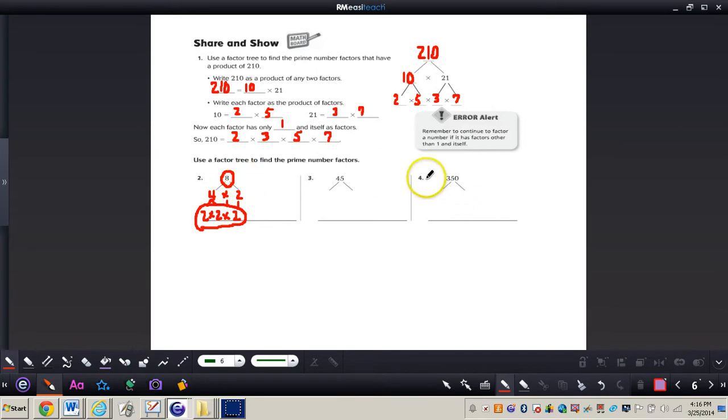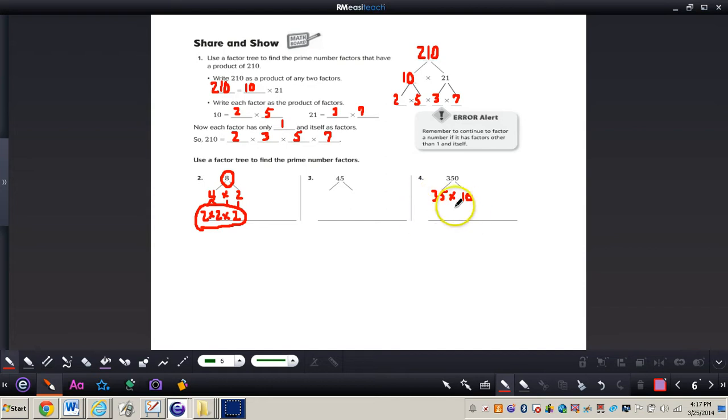Okay, let's take a look at number 4. I'll have you do number 3 all by yourself. Let's take a look at number 4. We have 350. So we can start out with any two numbers multiplied together that equal 350. We could start out with 35 times 10. We could start out with 175 times 2. So anything that you would like to start out with, as long as you get to the prime number factors, that's the important part. Okay, so I will start out with 35 times 10, and let's do this together.